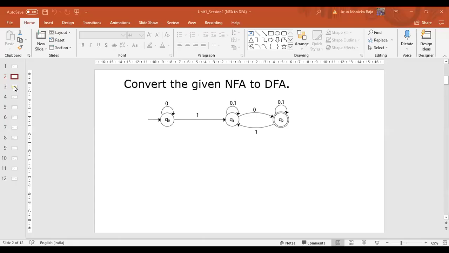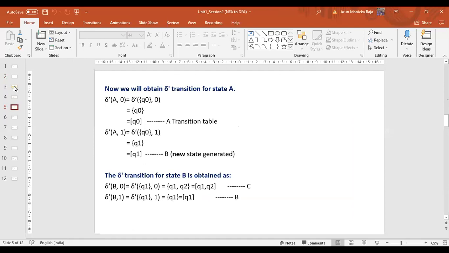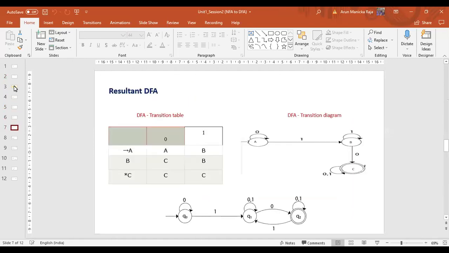Okay, this is the first problem I have explained now. We just take the initial state and find the transition function. Based on that, we can draw the transition table and diagram. Okay, this is the first problem. And next one, NFA with epsilon to without epsilon. This one.